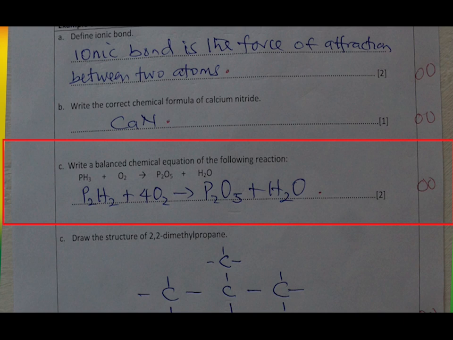C. The candidate balanced the equation by changing the formulae of reactants and products. Chemical equation is not balanced by changing the chemical formulae. This renders the answer wrong, and therefore she is awarded 0 mark out of 1.